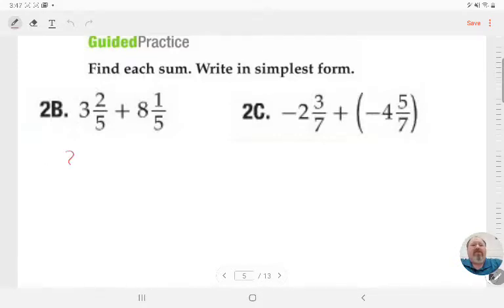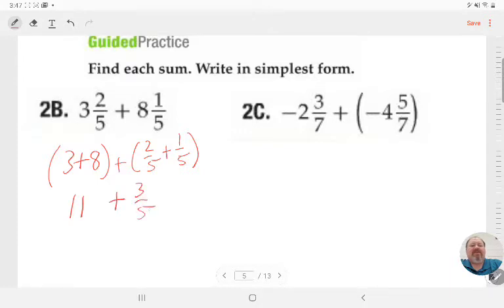So we have 3 plus 8, and we have 2/5 plus 1/5. 8, 9, 10, 11 plus 3/5 is going to give me 11 3/5. Okay, and that one would be done.